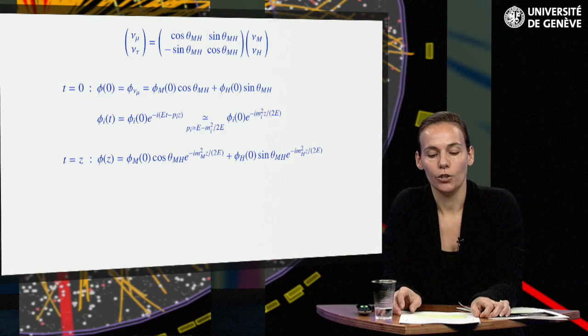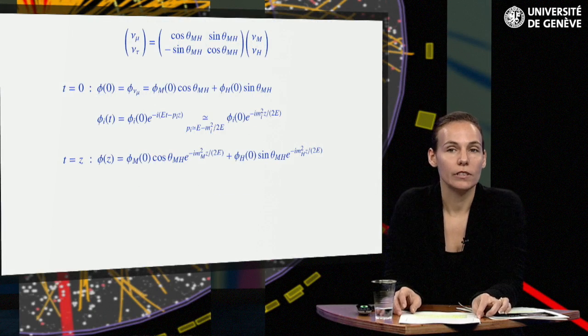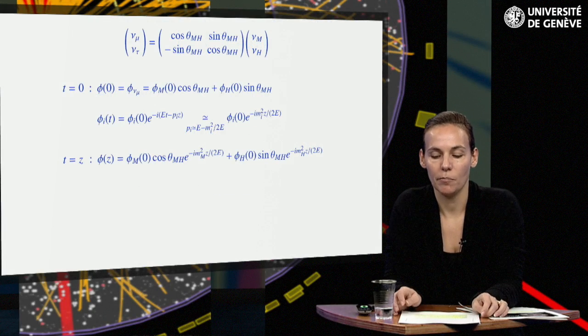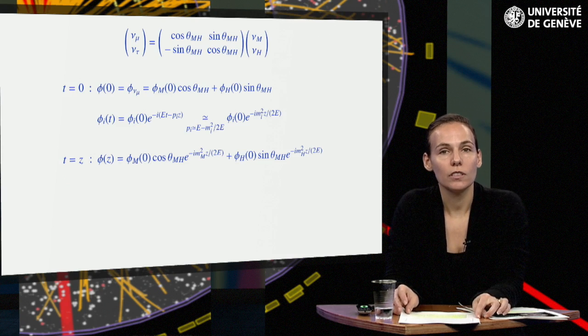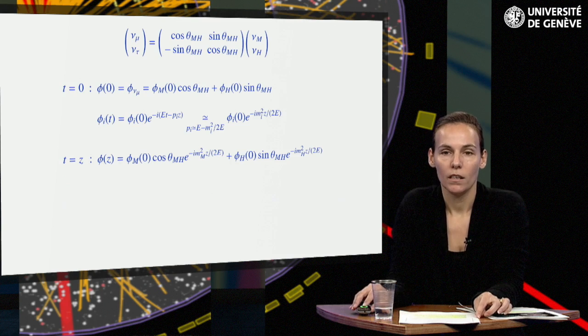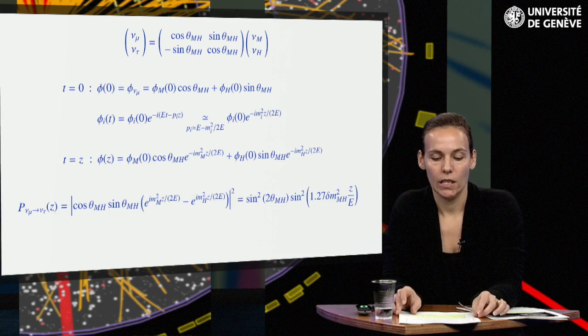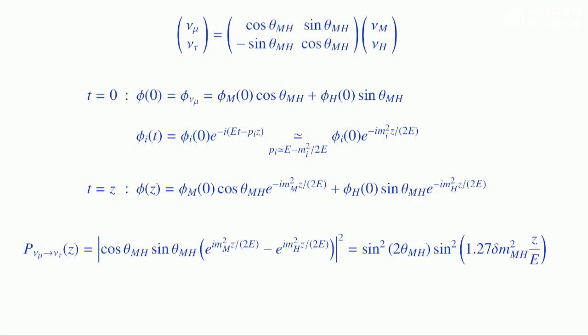Now take a nu mu beam at t equal to 0, created for instance by a pi plus decaying to a mu plus and a mu neutrino. At a later time t, so at a distance z from its origin, this beam will be composed differently. The probability to find a nu tau in this beam will therefore not be 0.